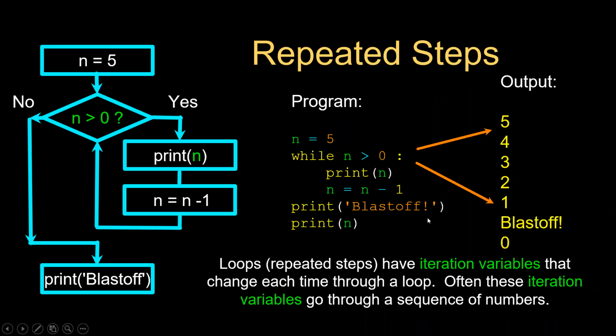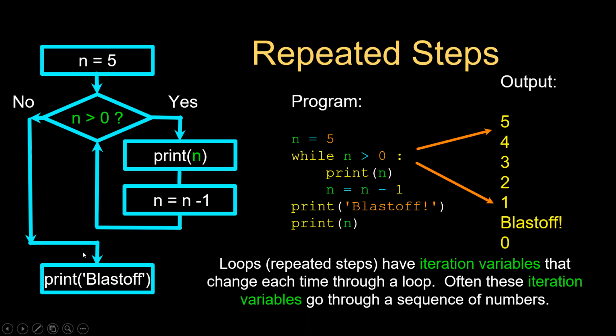Then it will come out and print blast off. When the control comes out of the loop, what will be the value of n? When n greater than 0, if it is 1, it is continuing. But if it is 0, it is not continuing. That means when n is equal to 0, it comes out of the loop. Therefore, when you print n, it will print 0.